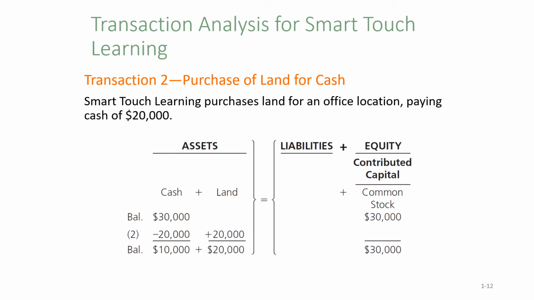Our next transaction is the purchase of land for an office location, and we are paying cash. In looking at this transaction, you'll note it only affects the asset side of our accounting equation. One asset of land is going up, and our asset of cash is going down. So our accounting equation is still in balance, where it's again only affecting the left side of our accounting equation. But again, one asset going up and the other asset going down.